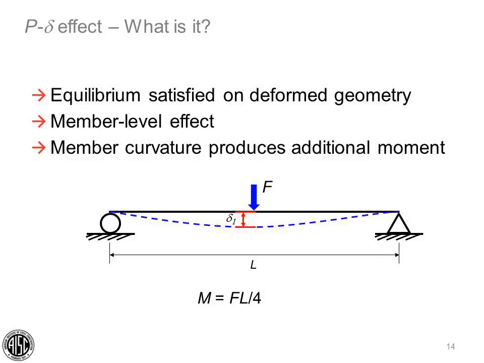load. If we apply a point load F at midspan of this simple beam, we get an initial deflection delta 1 caused by that point load and a midspan moment M equal to FL/4. Now, when we add an axial compressive load P to the member, we get additional deflection and additional moment caused by the axial load acting on the curved member geometry. The total midspan deflection is now delta, and the total moment becomes FL/4 plus P times delta. The P little delta component is the member level second order effect.